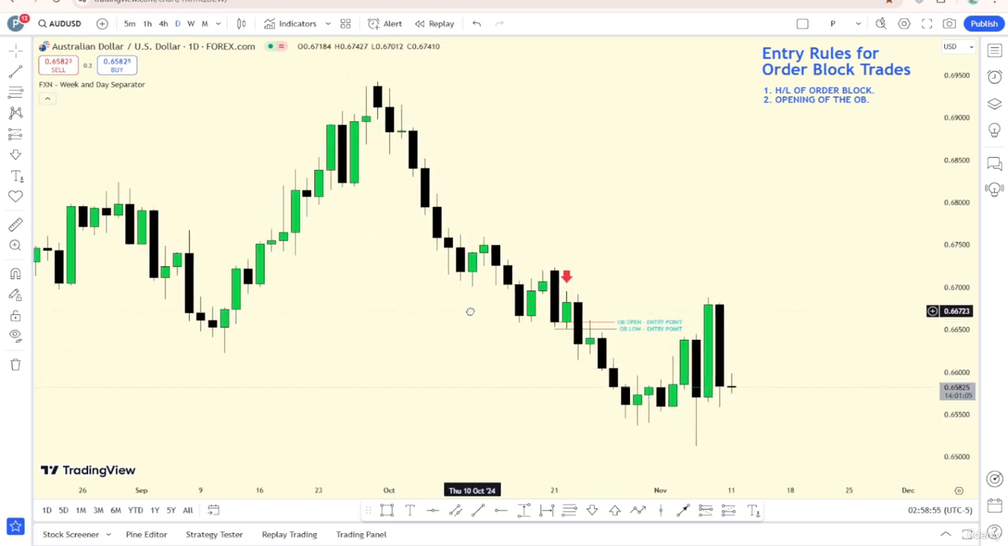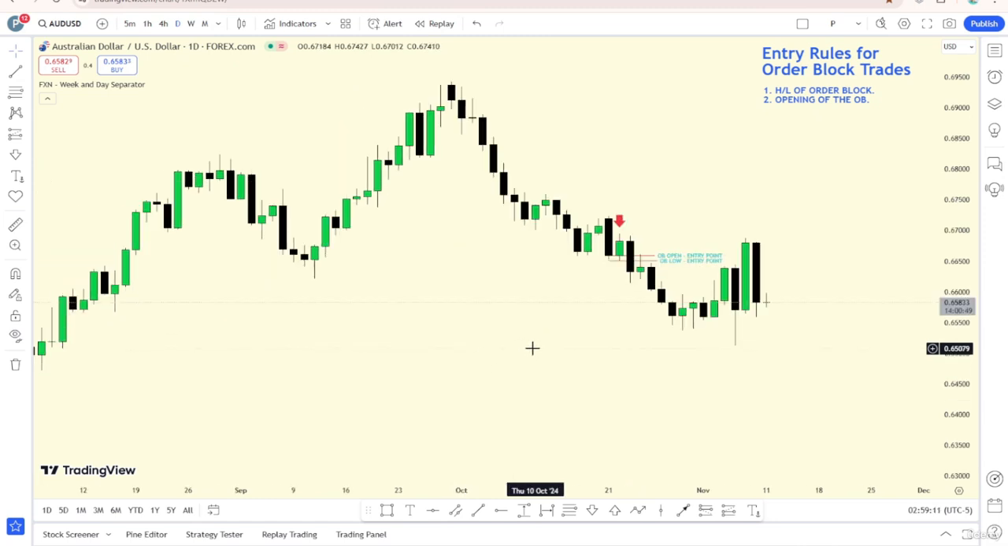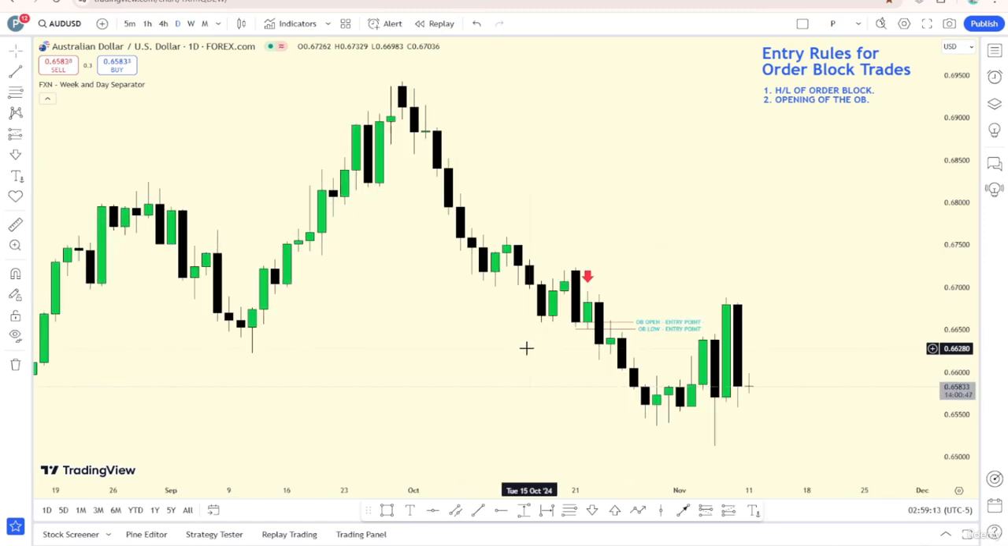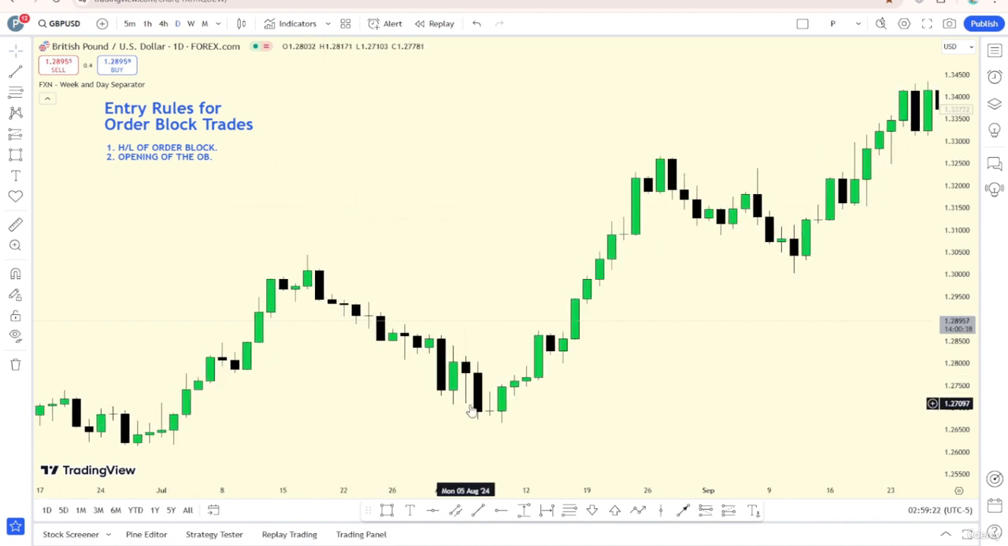Those are the rules in sum. And sometimes if the wick of that candle is too big, you can use between the low and the opening as your entry point when the market gets into that area. That is an example of a bearish order block. Let's look at a bullish order block, just to outline those entry rules. This is the pound USD, and the order block we're referring to here is this one. This is our bullish order block, this candle right here.